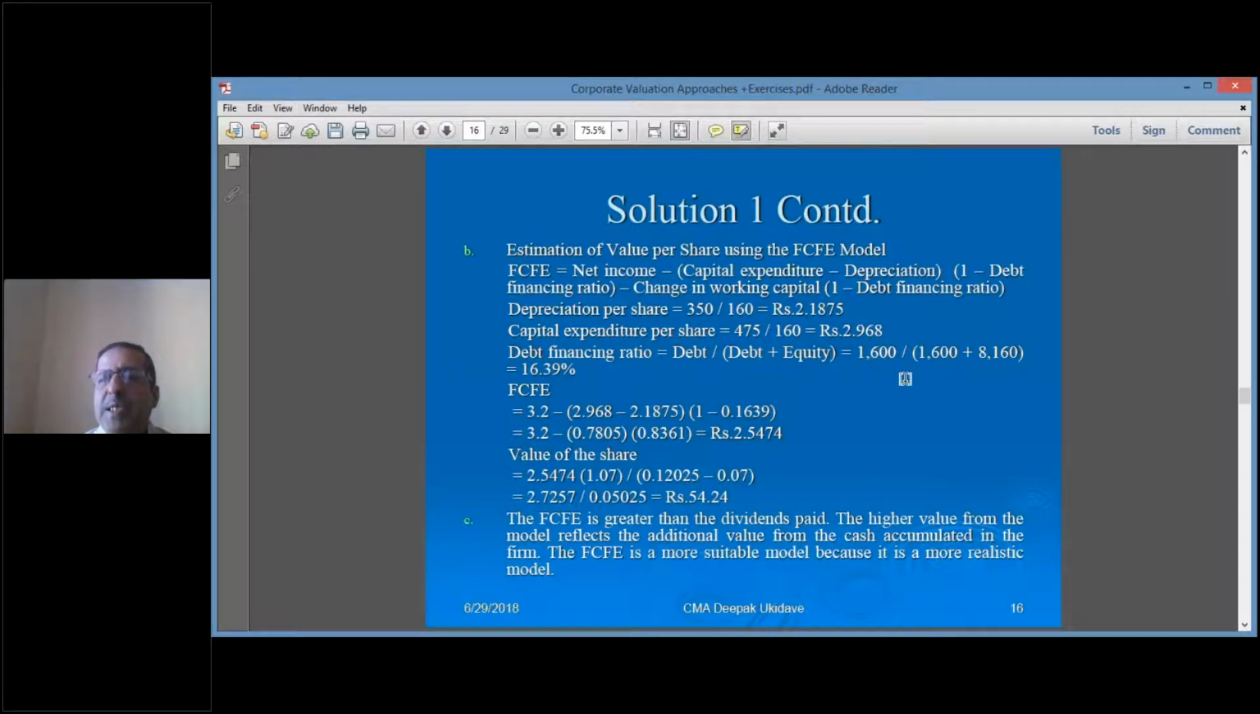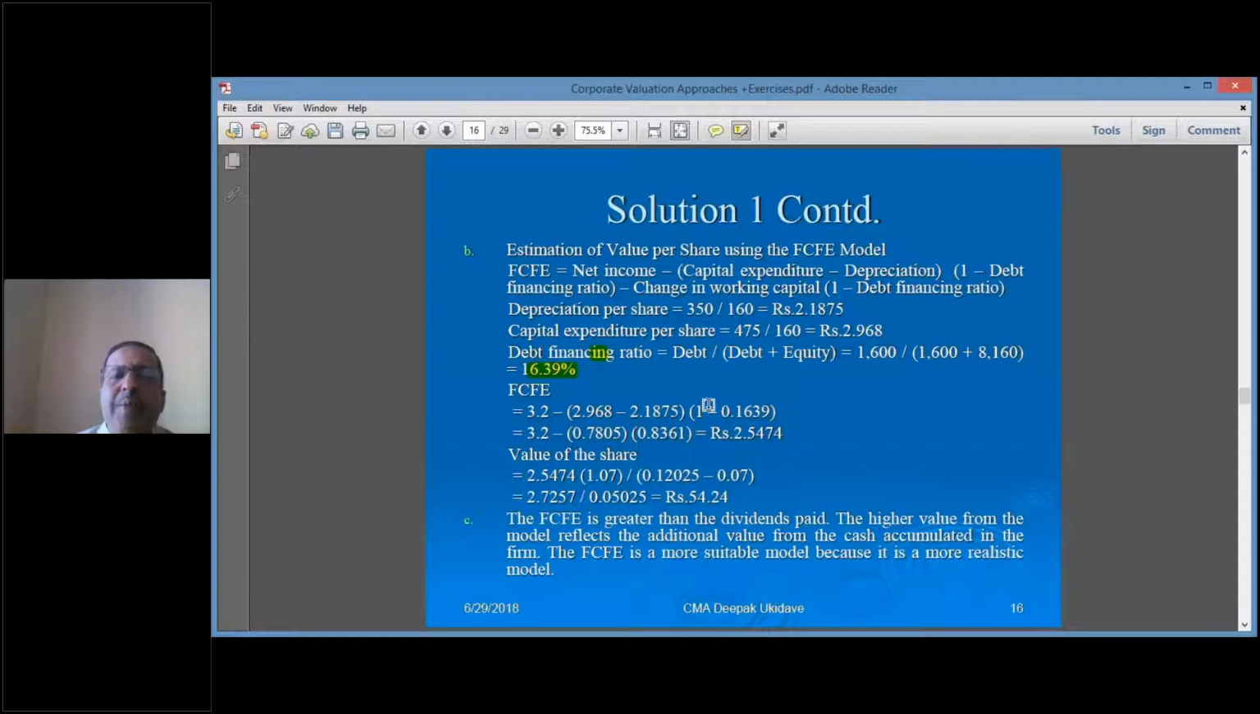So the debt component is 1600 upon 1600 plus 8160. You get the debt financing ratio as 16.39. That is what you get. That is the debt financing ratio.